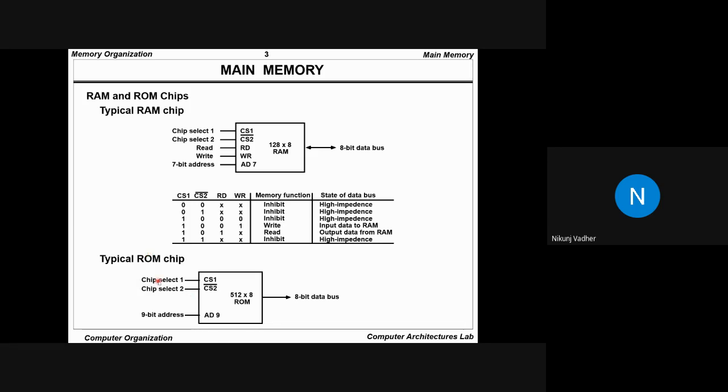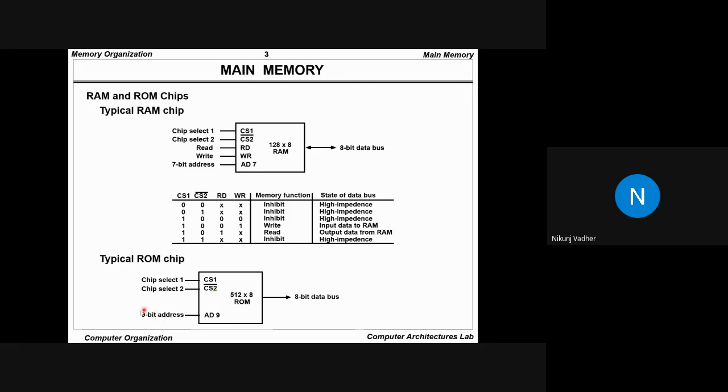So in ROM, let's say the size of the ROM is 512 cross 8. In that case, there are chip select 1 and chip select 2, which will be chip select inputs. Again, same as RAM, this will work only when the value of chip select 1 is 1 and the value of chip select 2 is 0.